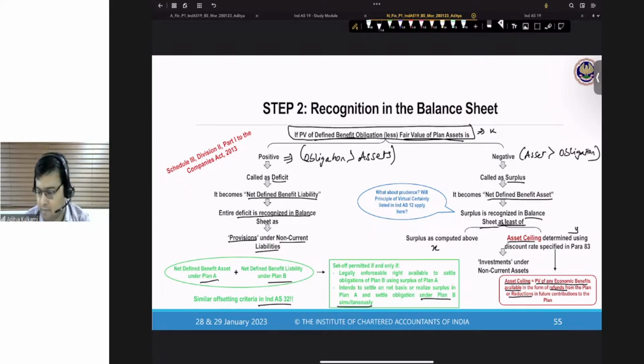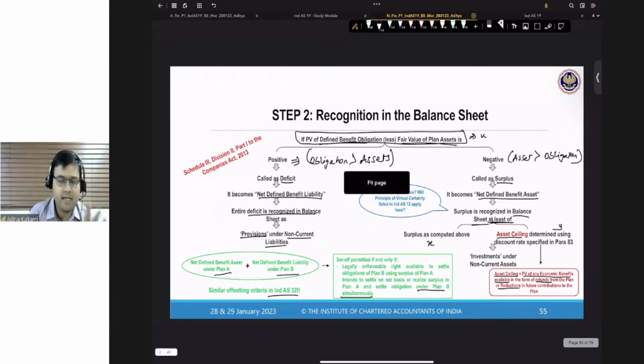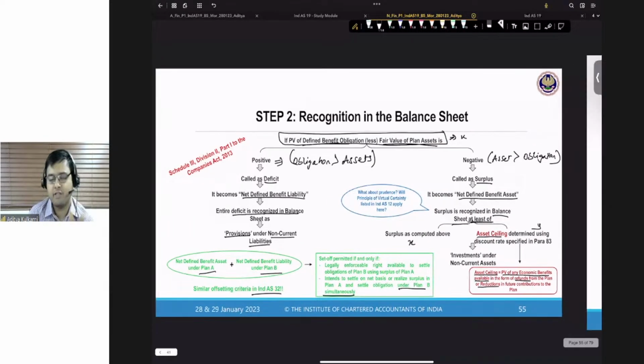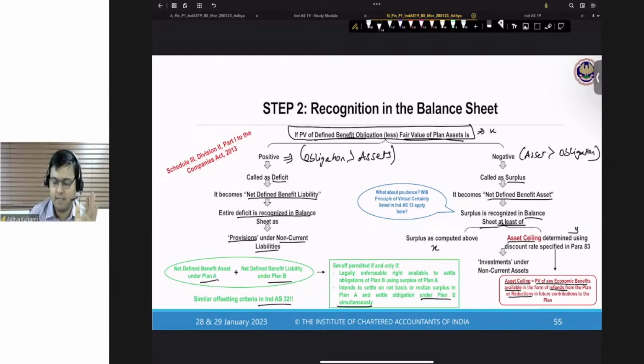Is it okay? Have you understood? All right, did you understand the concept of asset ceiling? Rashmi, Shailendra, Saksham, Sanjay, Kaushiki. Did you understand the concept of asset ceiling?